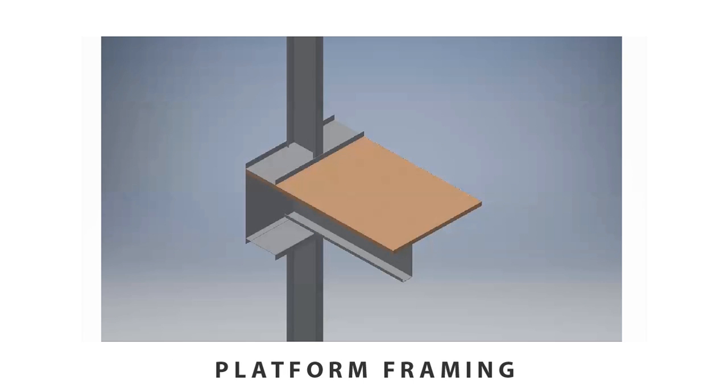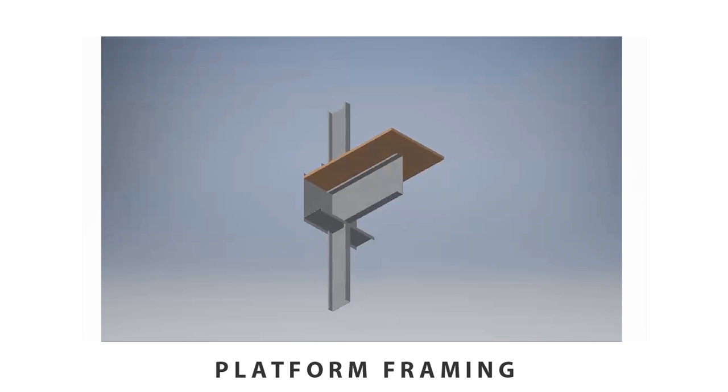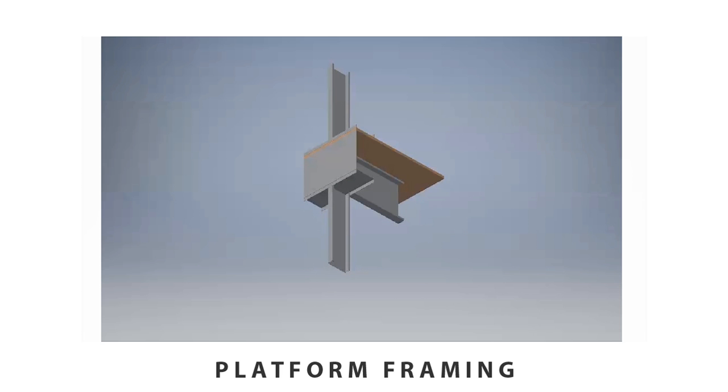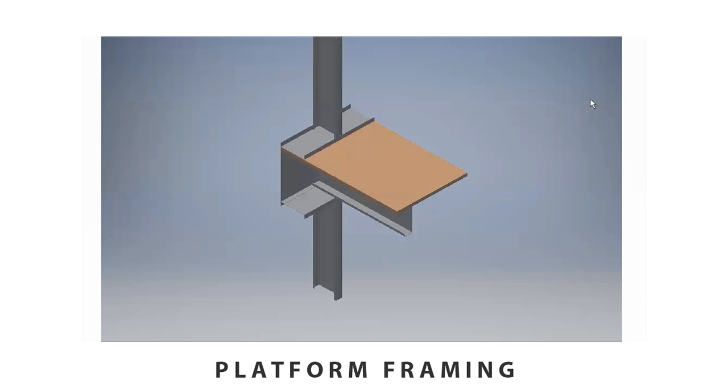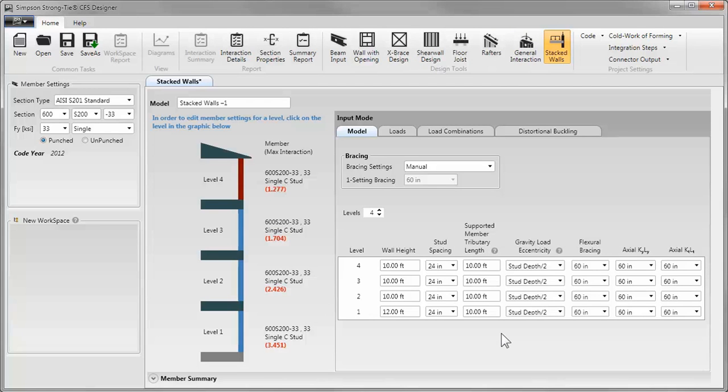In platform framing, the floor joist frames completely over the top of the supporting stud, and the floor above is framed on top of the floor joist. In this system, there is no extra moment applied from the eccentricity. Platform framing settings are available from the drop-down.